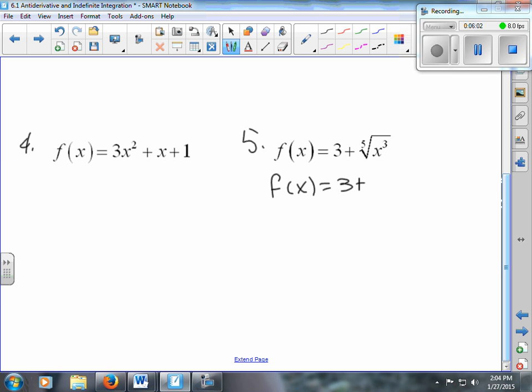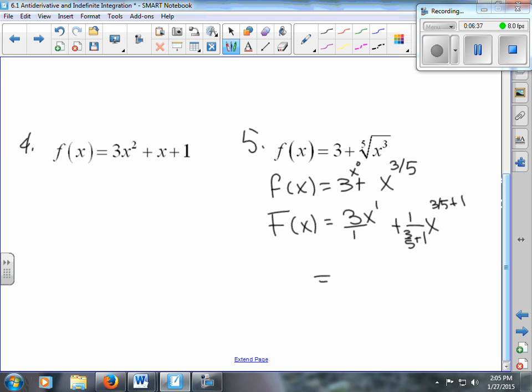So I want you to remember that with radicals, you write those as fractional exponents. And what you're going to do here to do the antiderivative is use the reverse power rule. So for 3, that is 3x to the 0. And when you use that reverse power rule, you say 3x to the 1 over 1, since 0 plus 1 is 1. And then for x to the 3/5, you're going to do x to the 3/5 plus 1, and 1 over 3/5 plus 1 in the front.